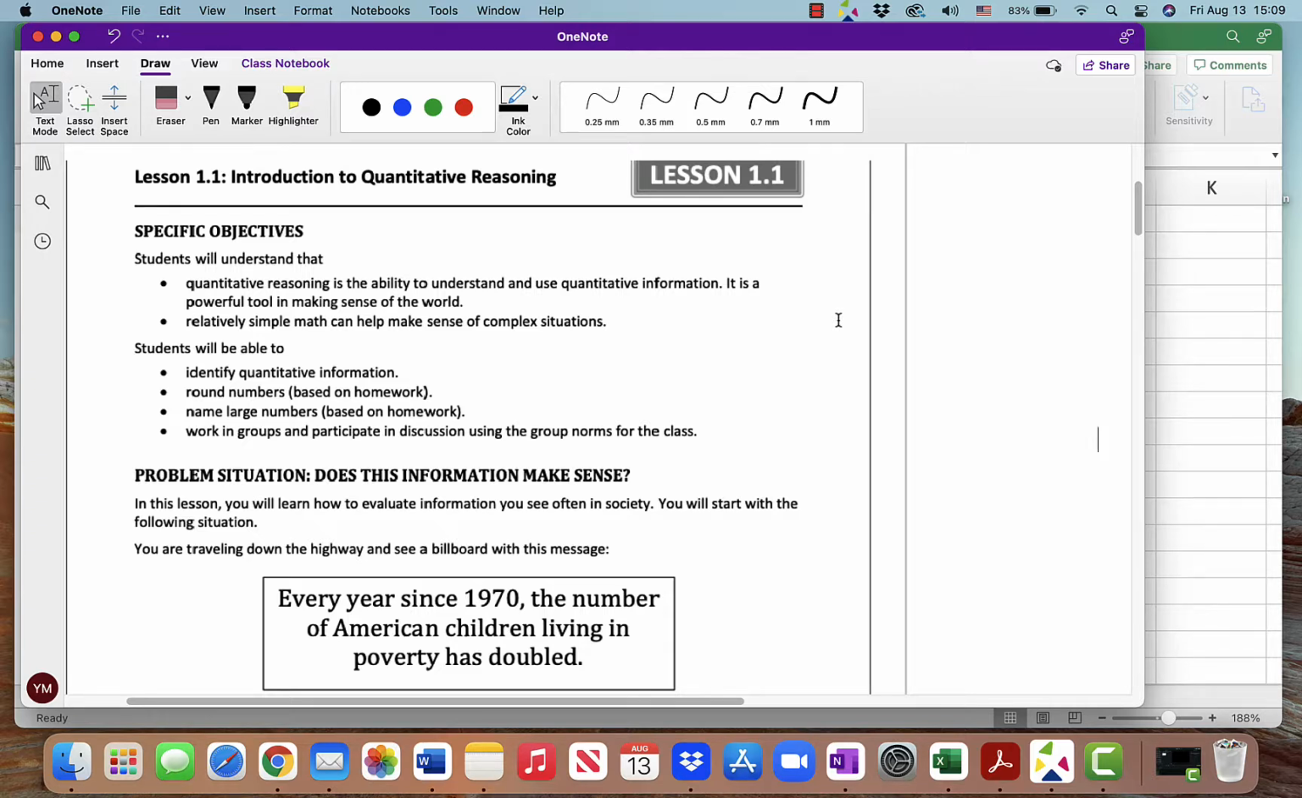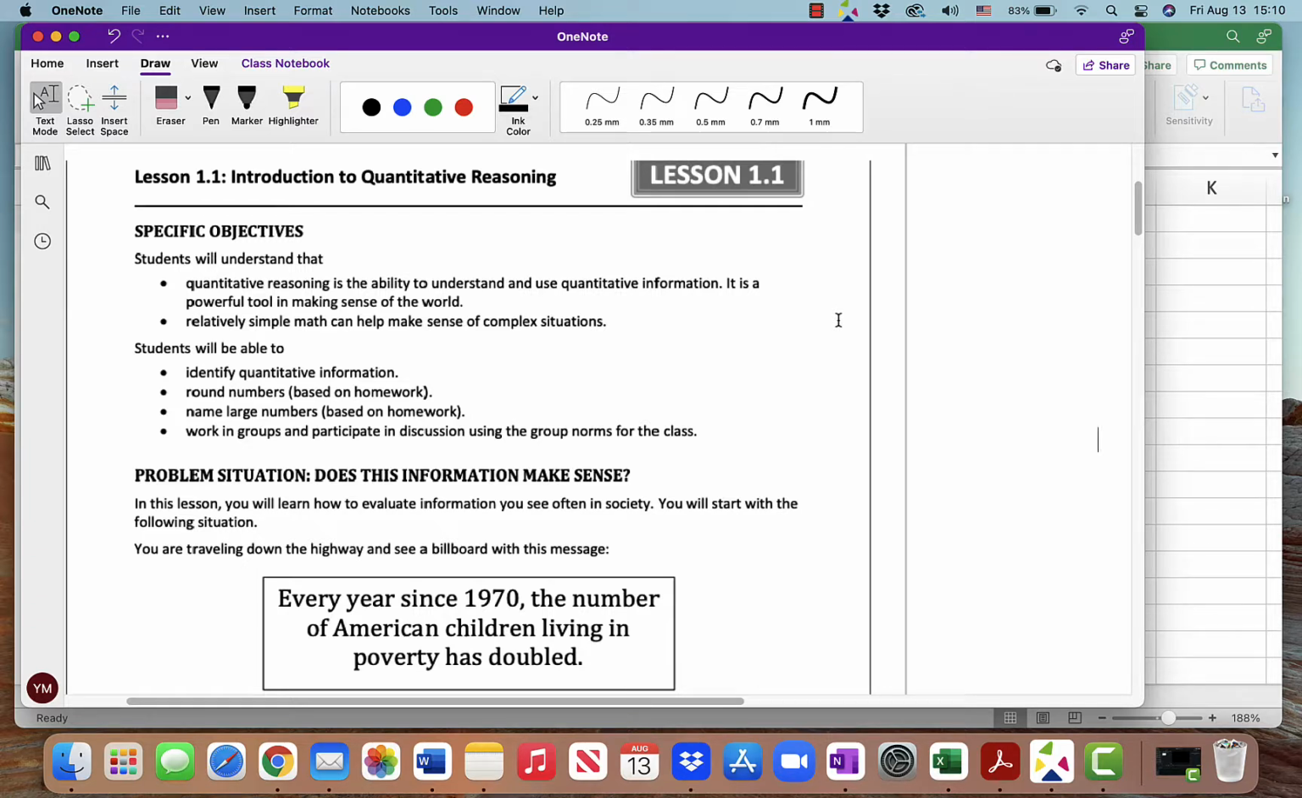Okay, so our course is called Quantitative Reasoning. So what does it mean? Well, the word quantitative implies that we're going to be dealing with something numerical, numbers, and reasoning means thinking. So if you want to put it together, we will be making sense of a situation using numbers.